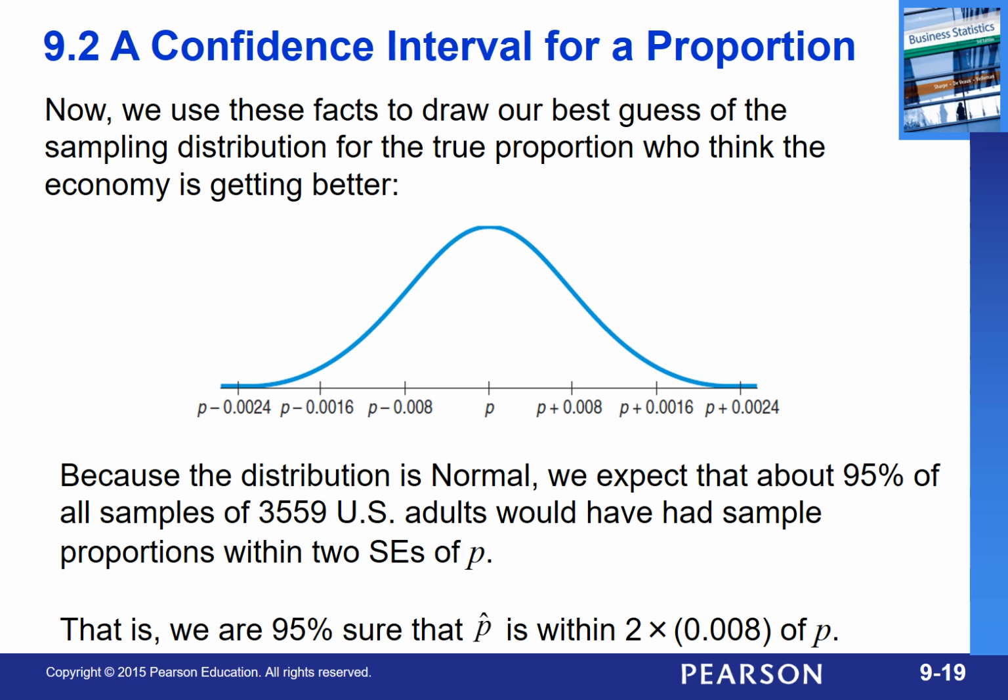So using the fact that this is normal, we should expect that about 95% of all samples of size 3,555 U.S. adults would have a sample proportion within 2 standard errors of our population proportion P. So that is, we're 95% sure that P hat is within 2 standard deviations of P. How are we going to do this? Well, we're going to just calculate that.